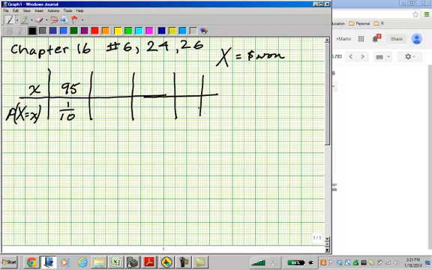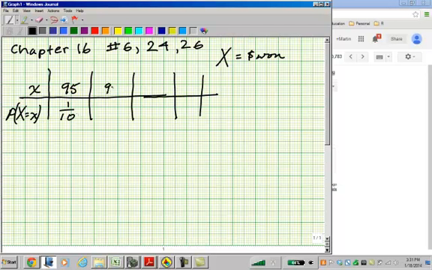Their probabilities are going to add up to 1. So you're going to win 95, you're not going to win 90, you're not going to win 100, you're not going to win 96, you're not going to win 94. You're going to win 95 because you spent $5 and you broke the balloon on the first throw, and the probability of that happening was 1 out of 10.